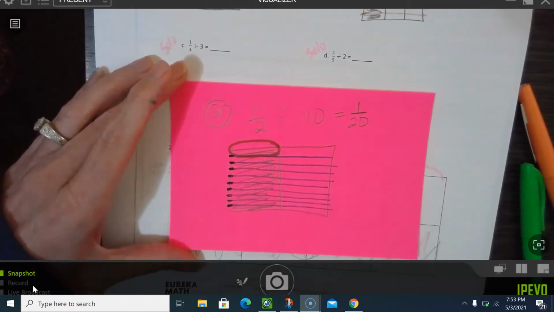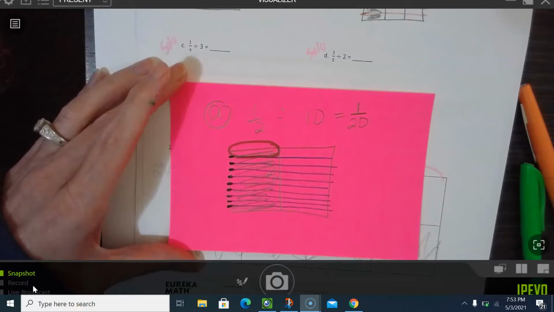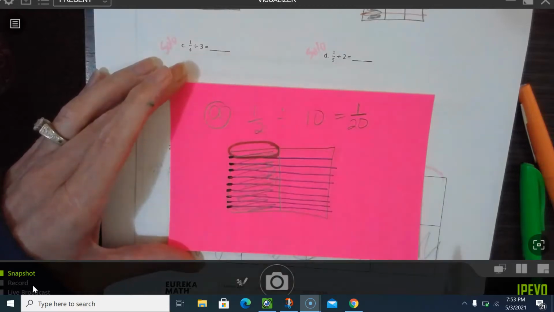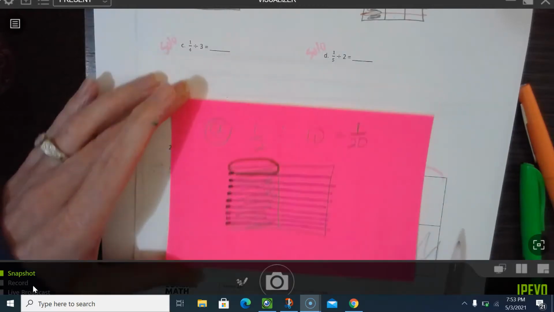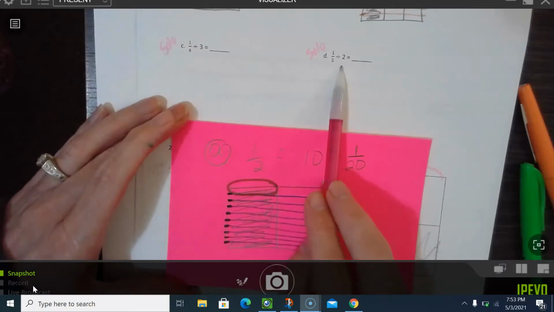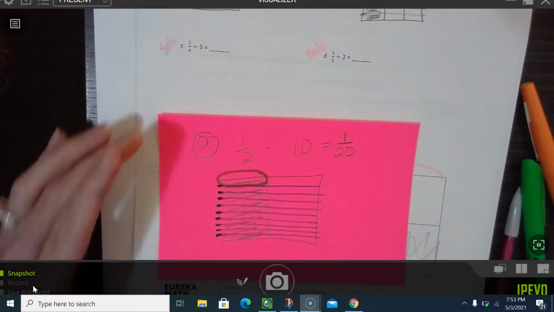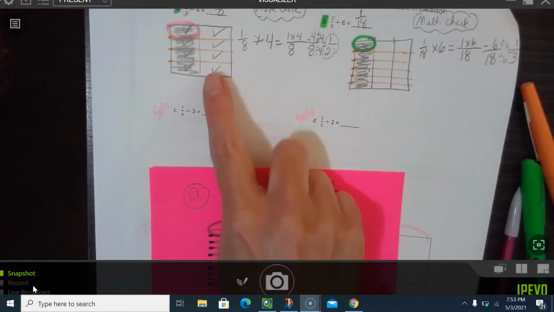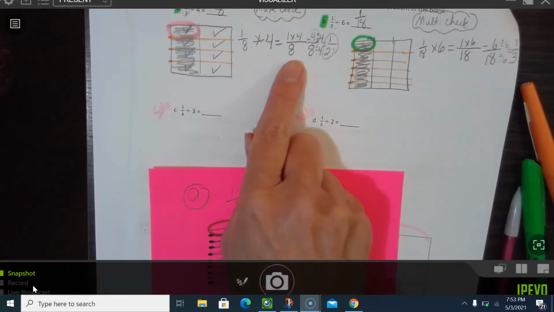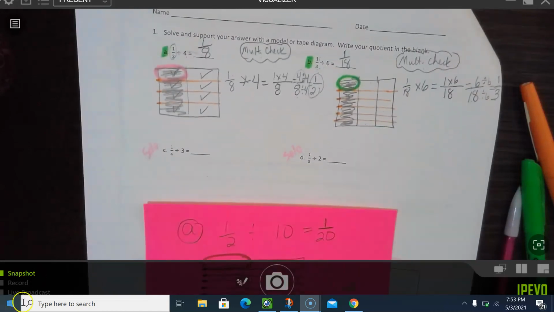You'll be taking a picture of the ones that we did together. You then will be working on C and D. You'll take a picture of C and D, and then B, C, and D, you will also be solving in your packet, but then there's a drag and drop. I hope you learned a lot about how to do the area model, but also how to check it with multiplication. Great job today, everybody.